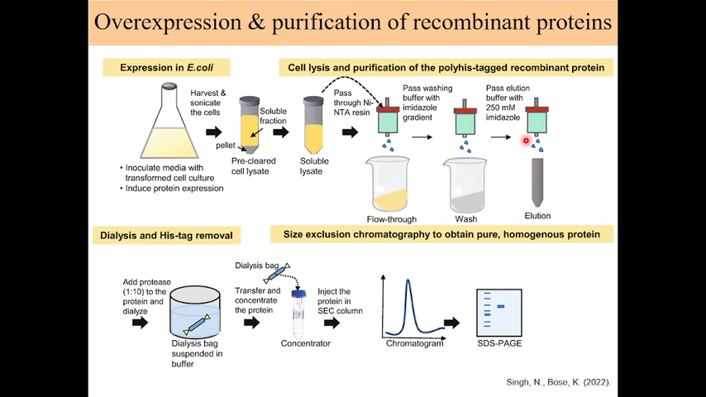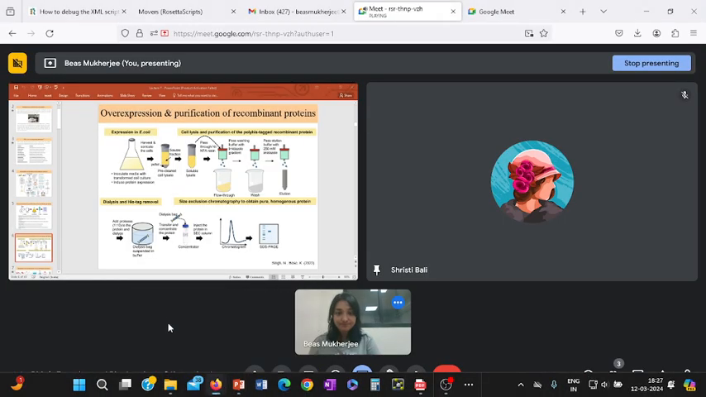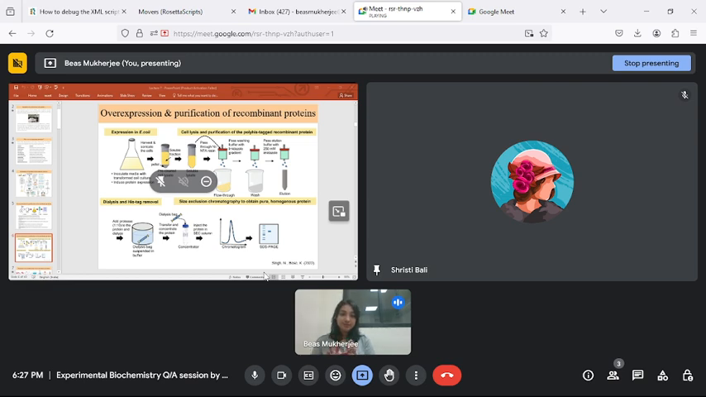All right. Then what we do is we go for dialysis and histag removal. Okay, so this is a dialysis bag which has a semi-permeable membrane, and what happens here is that through the semi-permeable membrane all the buffer components pass and your protein stays because the protein is heavier. The semi-permeable membrane has small pores. Proteins are too large to go across the pores, so it all stays there.